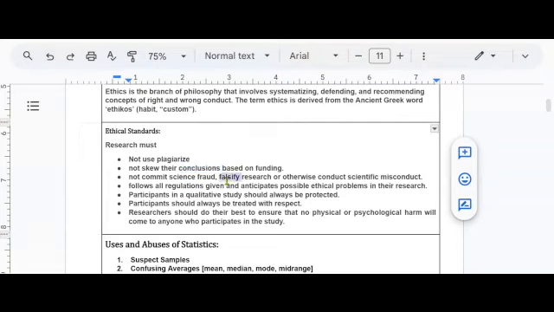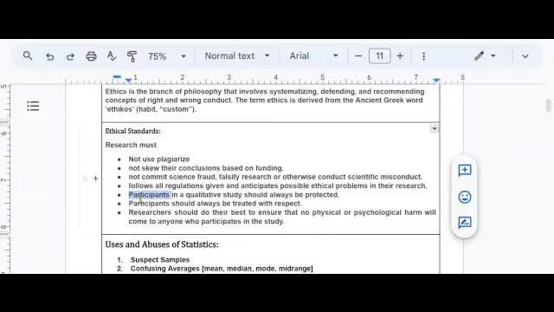Means like falsely researching or otherwise conducting scientific misconduct. Okay, next one: follows all regulations given and anticipates possible ethical problems in their research. So you have to follow the regulations.